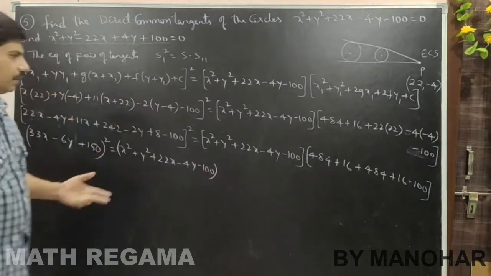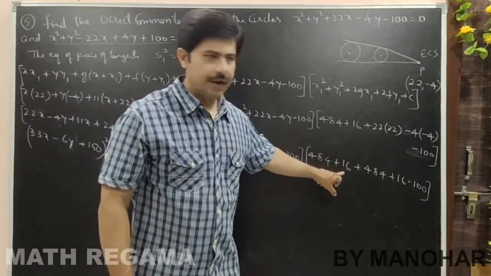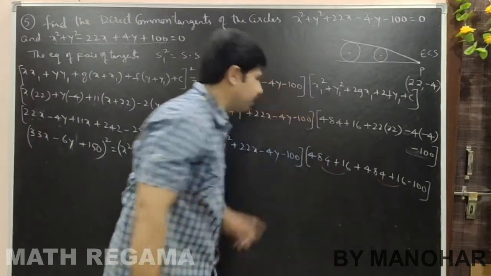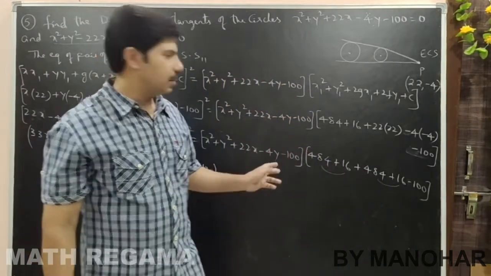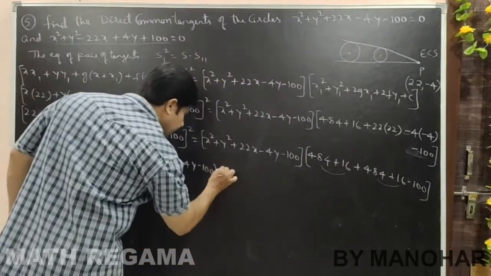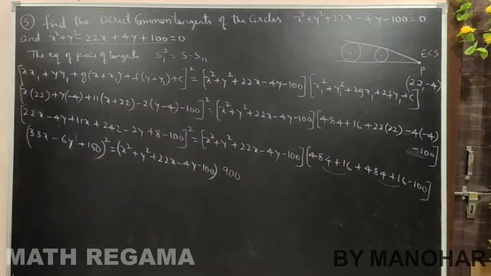Then after that we calculate these values. 484 plus 16 is 500. So this is 500. This is also 500. 500 plus 500 is 1000. 1000 minus 100 is 900. So we just need to write here 900. Okay. After that 33x minus 6y plus 150.